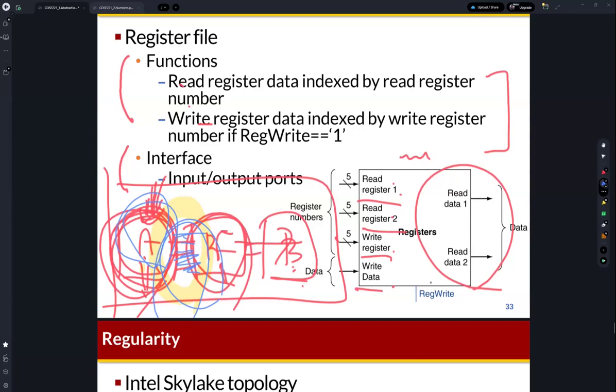Okay, so modularity. Modularity means that the inside of a module is hidden, but required information, like the functions and the interface, needs to be defined, needs to be revealed. Okay, for what? To design a larger module, so hierarchically.